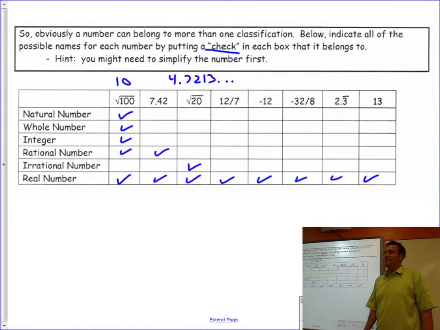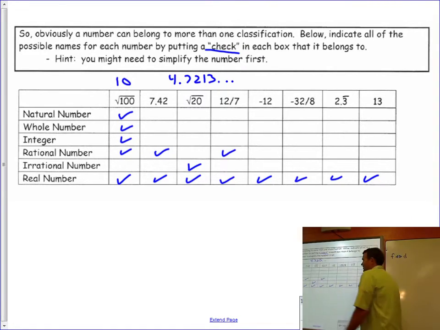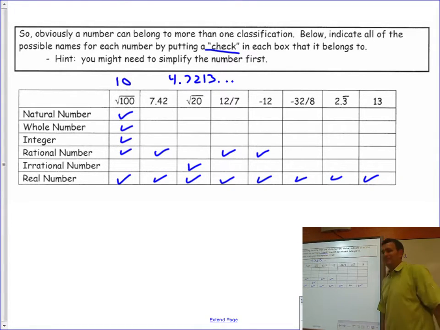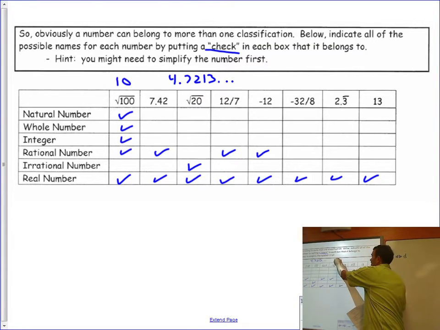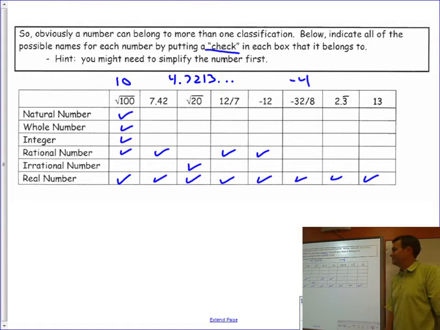12 over 7. Well, 12 over 7 is a fraction. That makes it rational, right? Rational numbers can be written as fractions. Negative 12. That's a terminating decimal. Negative 32 over 8. That is a fraction that can be reduced. It reduces to negative 4. A terminating decimal, therefore rational.